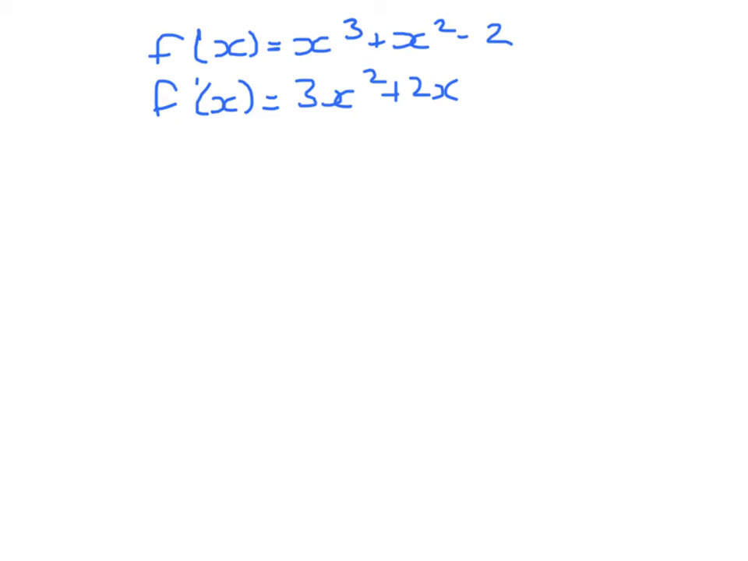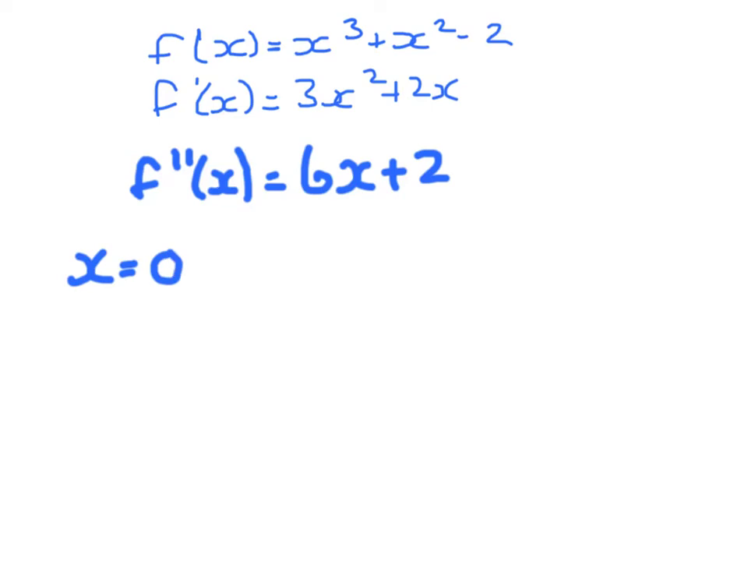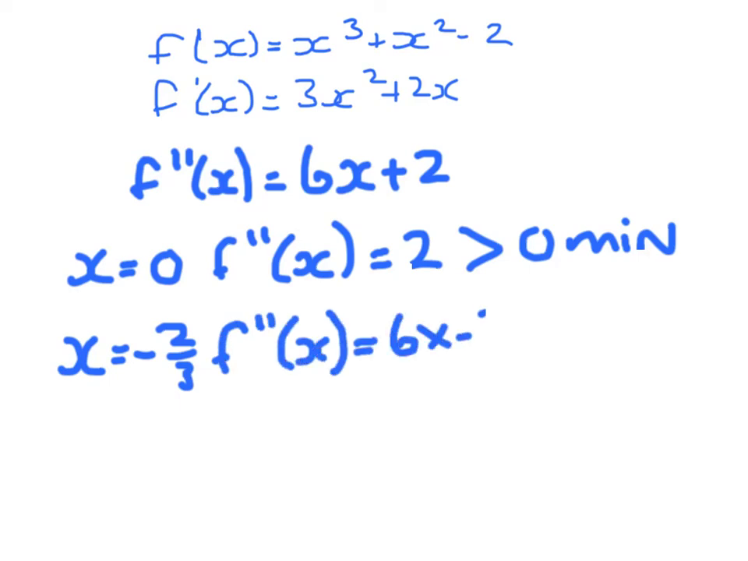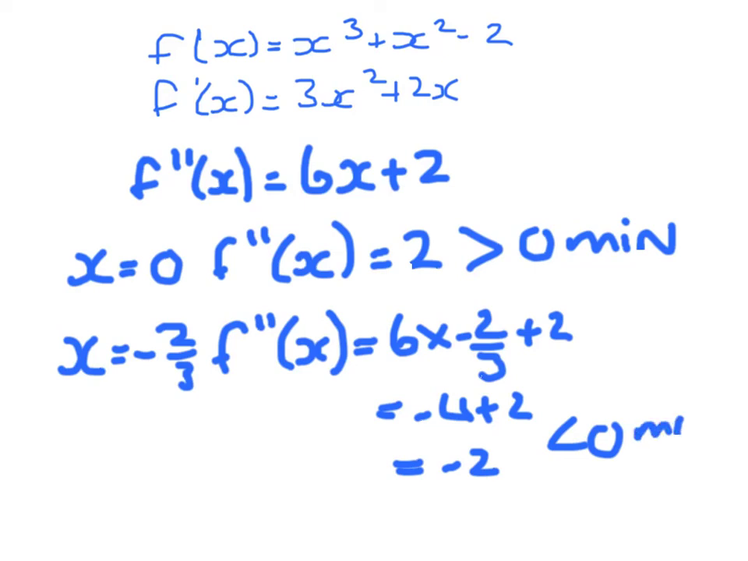We now need to determine the nature of the turning points. To be able to do that, we need f double dash of x, which is 6x plus 2. When x equals 0, second differential will be 2, greater than 0, so that will be a minimum. And when x equals minus 2/3, that will be 6 times minus 2/3 plus 2, minus 4 plus 2, which is minus 2, which is less than 0. So that is our maximum.